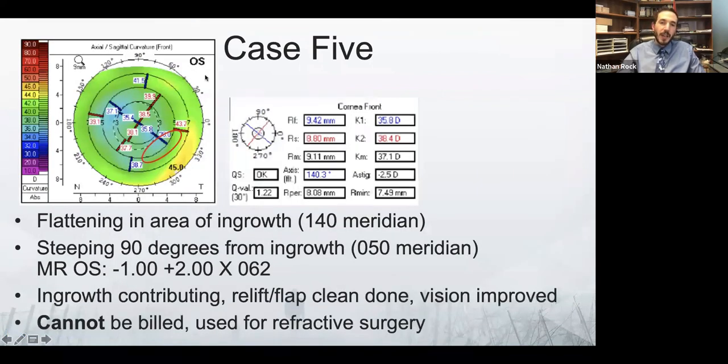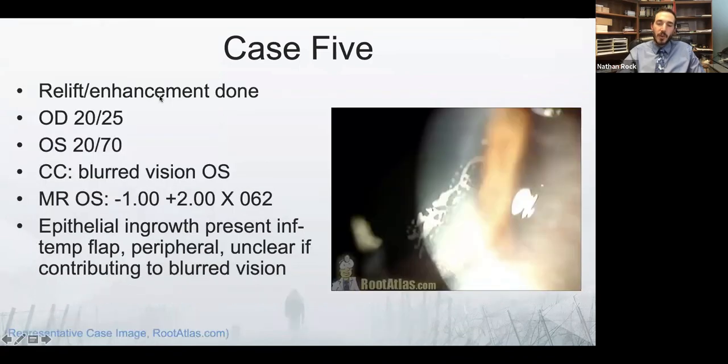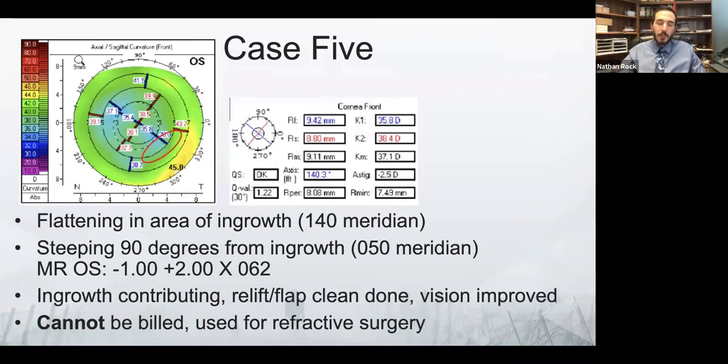On the topography, we see an area of flattening here over the ingrowth, and then it is somewhat subtle, but there is a fairly significant induction of astigmatism. It's actually inducing 2.5 diopters of astigmatism, even though this map doesn't look like much. These are the values next door, 2.5, in this meridian right around 62. So it's coincident with their refractive error. Because of this, even though the ingrowth looks pretty peripheral, we are pretty confident the ingrowth is causing the problem. So we did a relift and flap cleaning, and the vision improved. Important: this cannot be billed because it's used for refractive surgery.